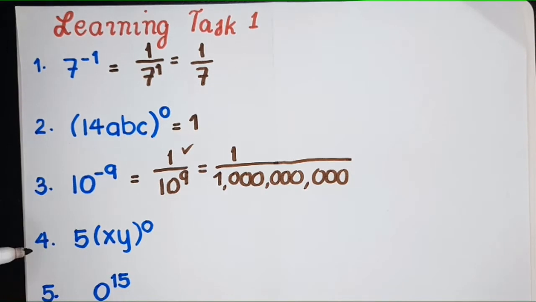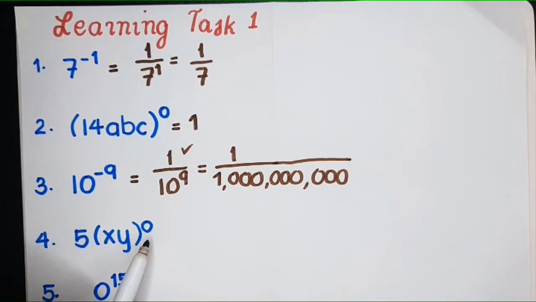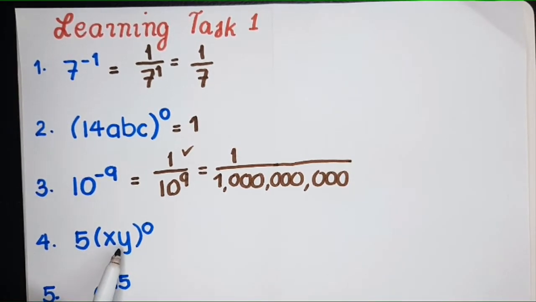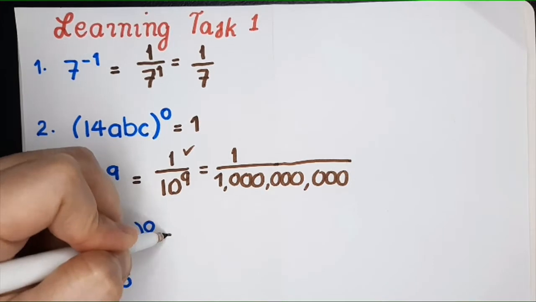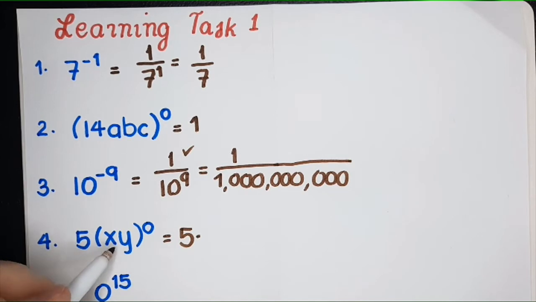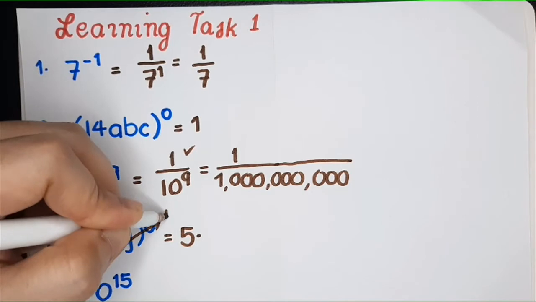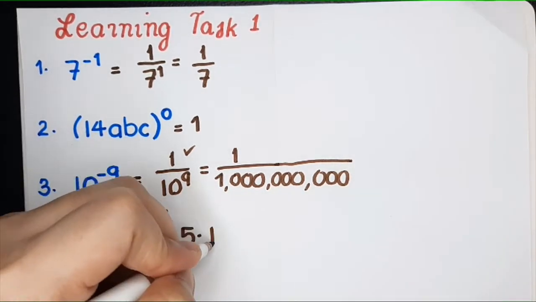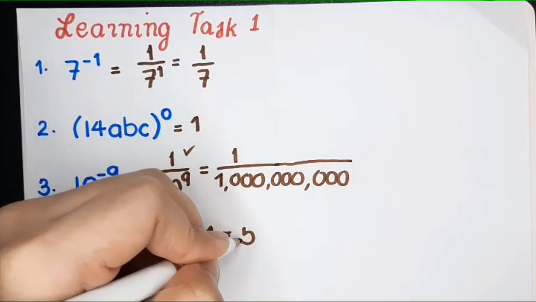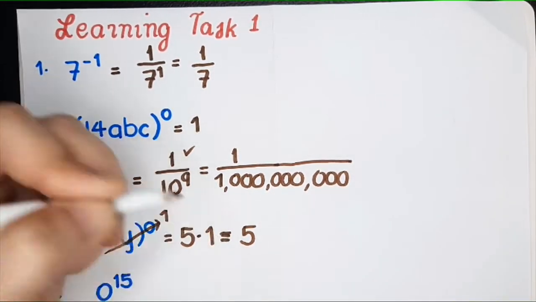Alright? Okay. What about this number? Is it equal to 1? No. Because ang naka-raise lang sa 0 is yung x at saka yung y. So it's like 5 times, and then this one naka-raise sa 0, so ito lang yung magiging 1. Ito lang. Okay? Magiging 1 yan. So it's like 5 times 1. So the answer is 5. Okay? Equals 5 yan.